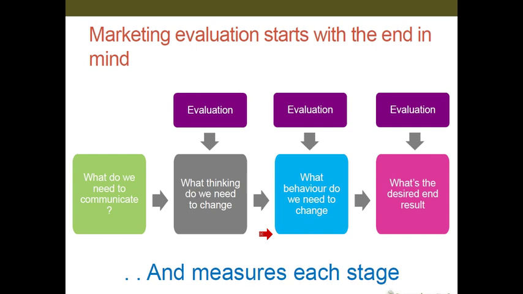To use an example, let's say we're an alcoholic brand. What's our end result? We want to increase sales. What behaviour do we need to change? We want people to drink more of our alcohol. What thinking do we need to change? We want people to know that our drink is for sophisticated men over 30 years of age, and our drink is the drink to have when you're celebrating moments of success. So therefore, what do we need to do to communicate that message?